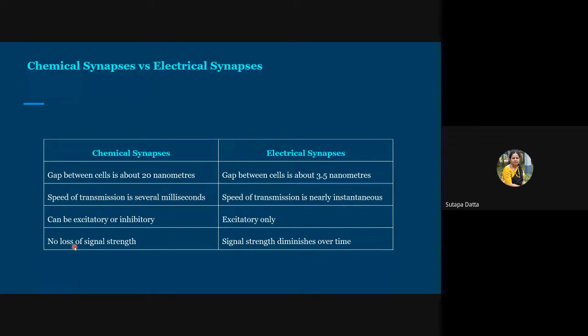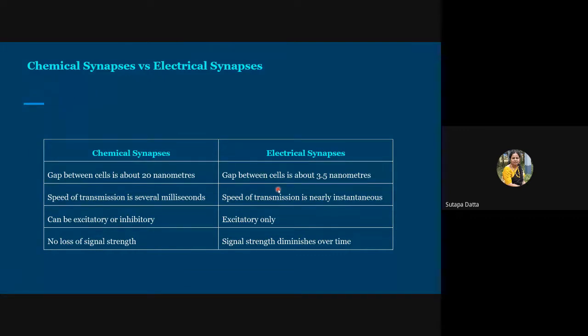There will be no loss of the signal. In case of chemical synapse, you can see the gap is more. It is about 20 nanometer, that is from 30 to 40 nanometer. So around it is 20 nanometer gap. In case of electrical synapse, the gap is very close.